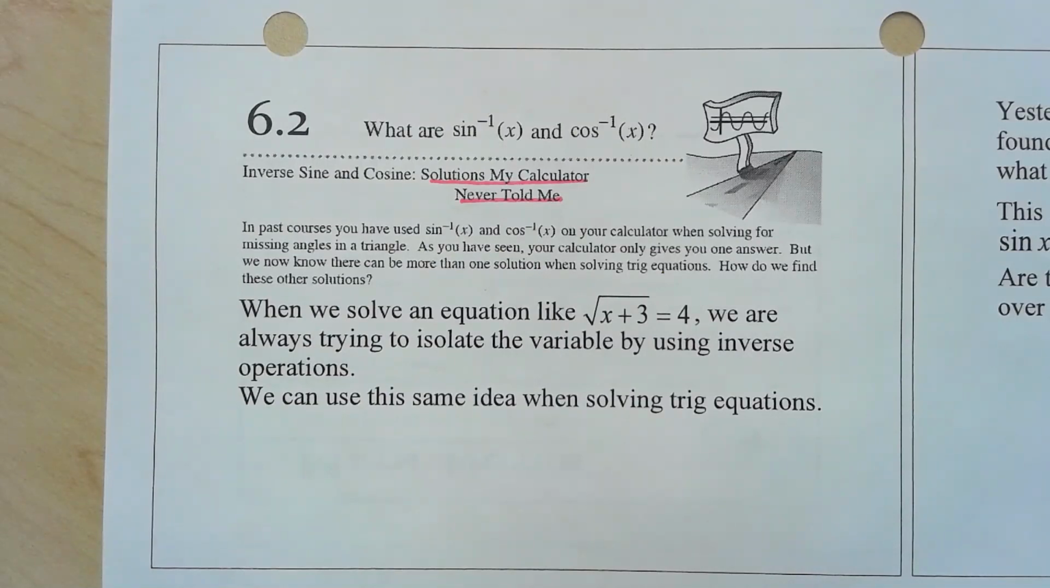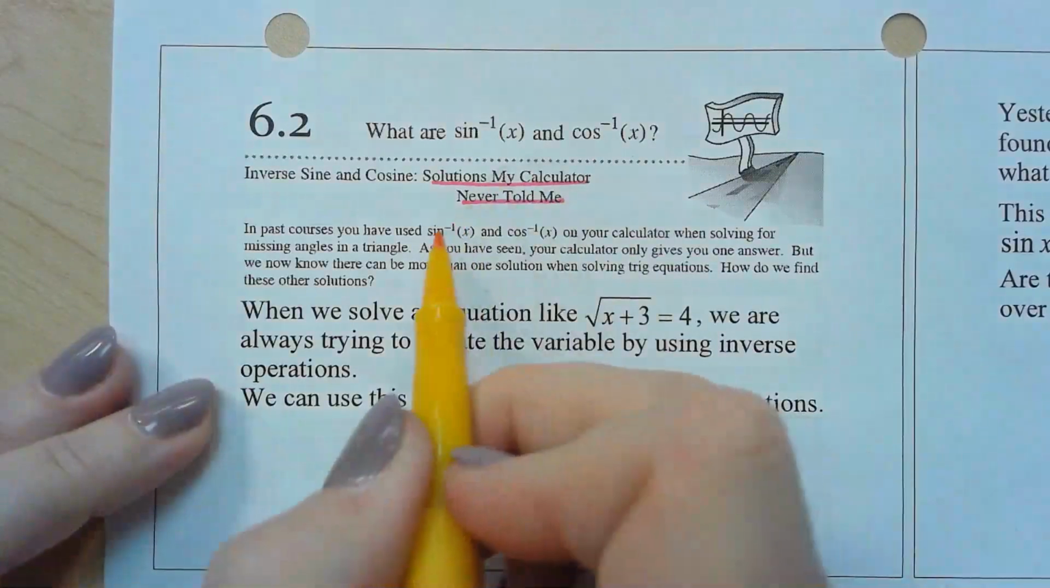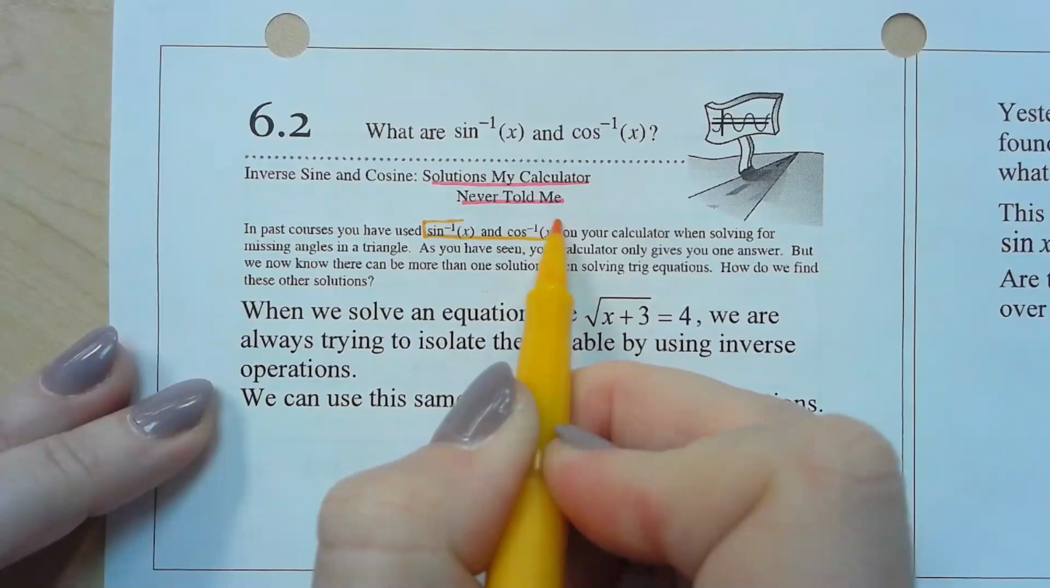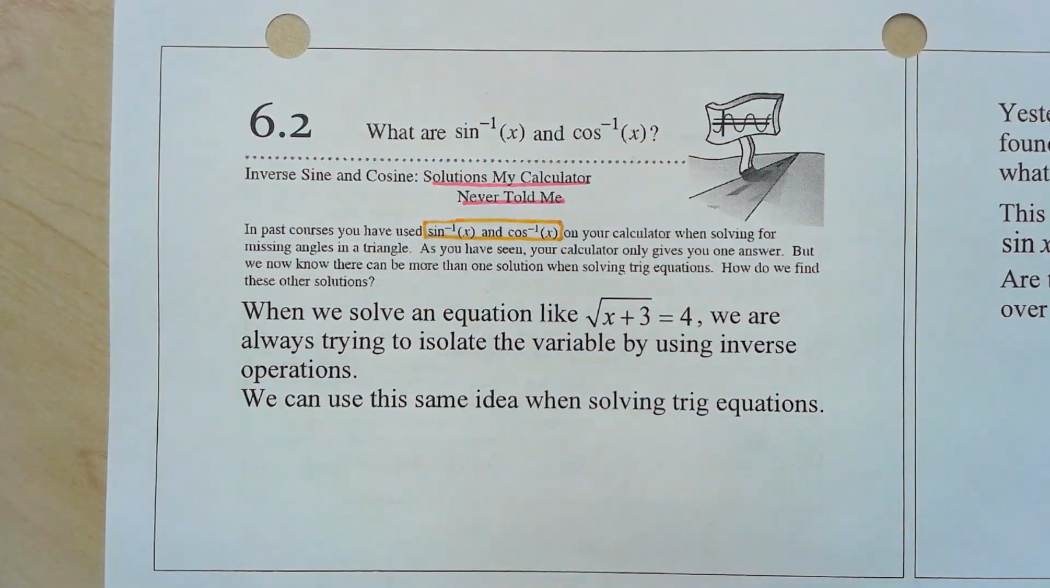And then tomorrow in lesson 3, we're going to talk about why the calculator does what it does. We already know, you've done this since geometry, we've used the inverse sine and inverse cosine features on our calculator when we're trying to find missing angles in a triangle, right? SOHCAHTOA, we'd set it up. And we do know our calculator is only spitting out one answer. But like yesterday we said, trig equations can have more than one answer.